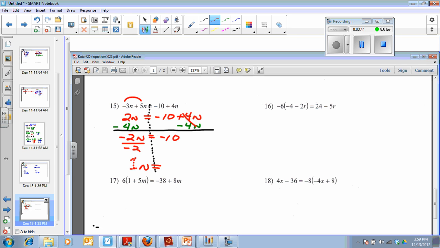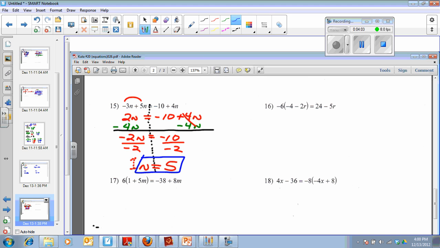That stands for 1n. And do the same thing over here, divide by a negative 2. A negative divided by a negative is a positive, and of course 10 divided by 2 is 5. So what does n equal? Well, n equals 5. That means that if I replaced every variable in the beginning equation with a 5, both sides of the equation would equal each other.